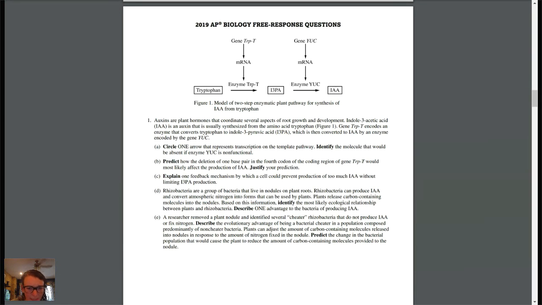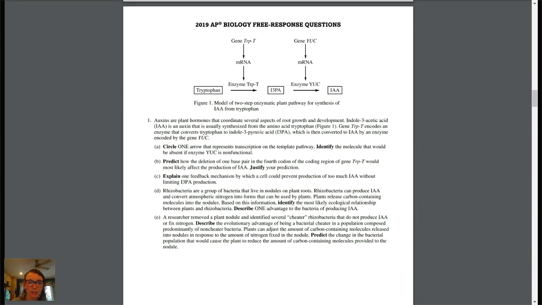And then secondly, it says plants can adjust the amount of carbon-containing molecules released into the nodules in response to the amount of nitrogen fixed. Predict the change in the bacterial population that would cause the plant to reduce the amount of carbon-containing molecules provided to the nodules. So here you're going to want to mention something like cheater bacteria populations increase, because if cheater bacteria populations increase, that means nitrogen fixation decreases, and with less nitrogen, the plant is going to release less carbon-containing molecules. So that's probably what they wanted you to say for that prediction point. And that is question 1. So those are the 10 points from question 1.